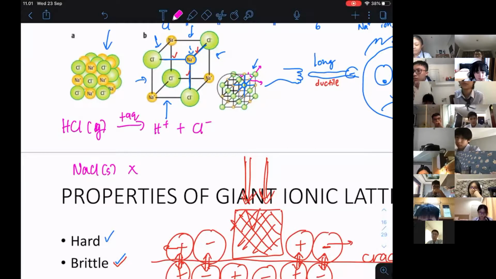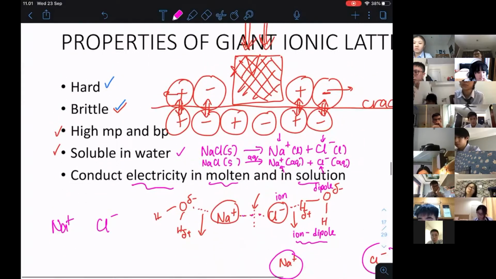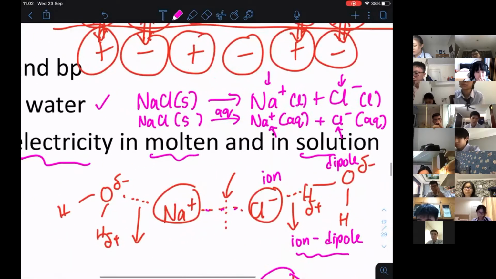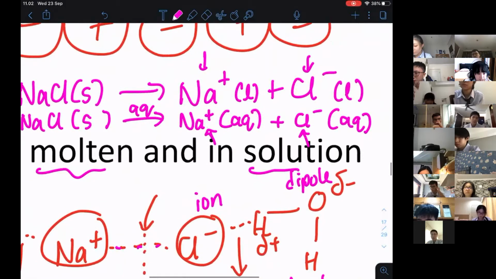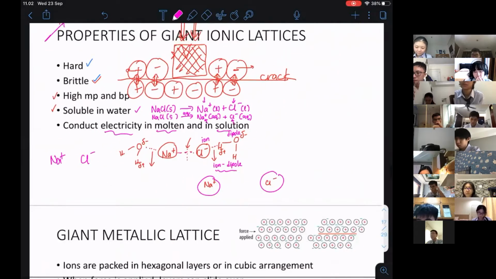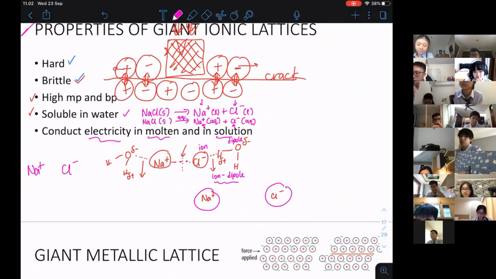The explanation is the same. Why do they not conduct electricity? Because they exist as molecules. Why can they conduct electricity? Because they have free moving ions. And why can this one not conduct electricity? Because it is not a molecule, it exists as a giant ionic lattice, so they do not have free moving ions. But why can they conduct electricity in molten and solution? Because they have free moving ions. As simple as that. So this one is the properties of giant ionic lattice.